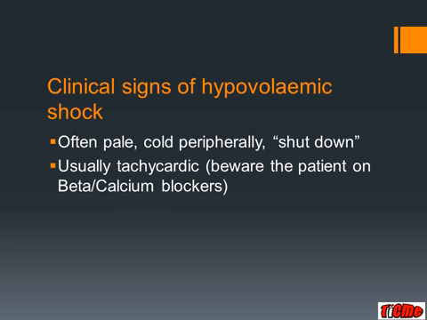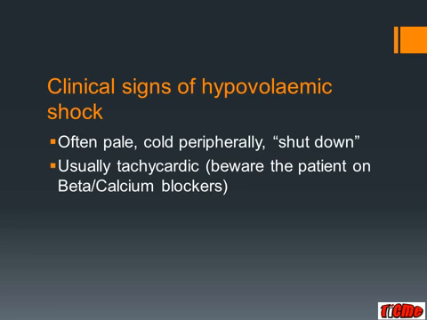Well, the patient's often pale, and that's probably because they're anemic. They're usually cold and peripherally shut down, and remember, this is because the body's trying to redistribute blood back to the core by tightening up all the peripheral blood vessels.